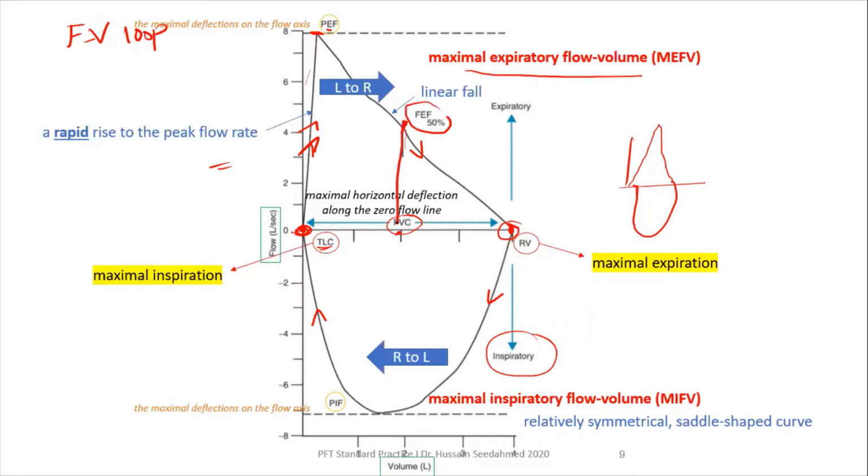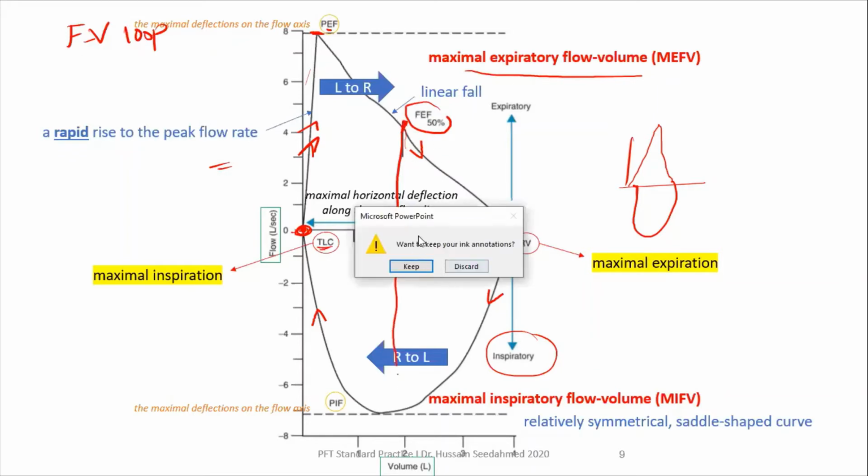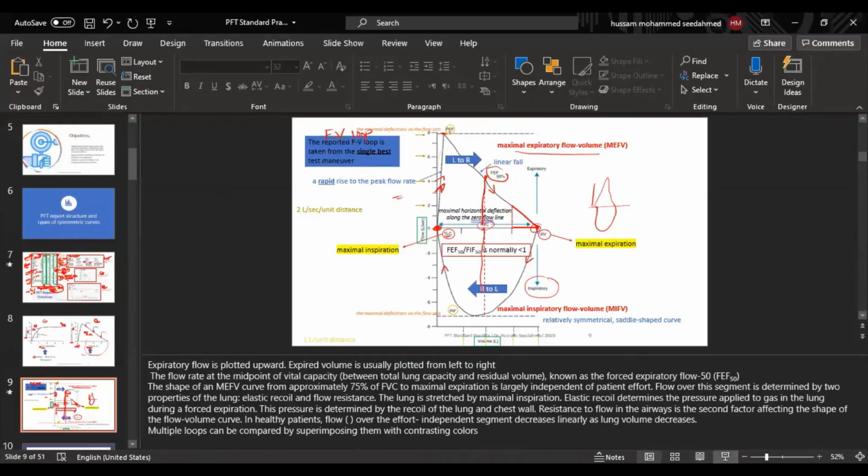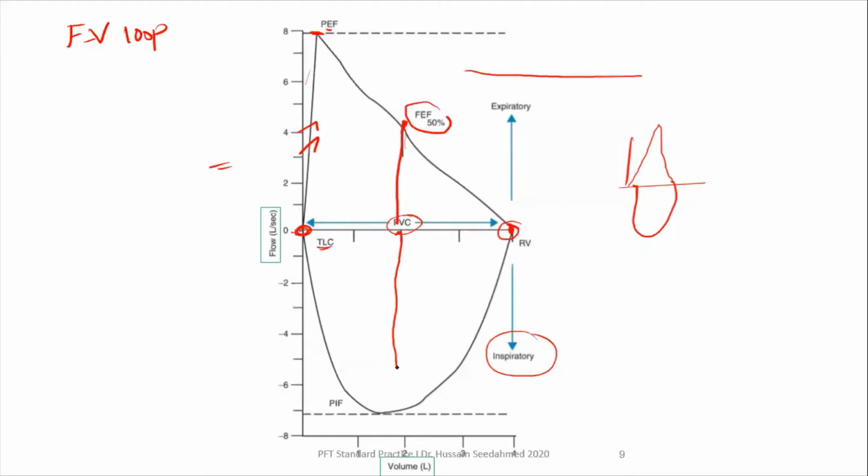this midpoint is known as the forced expiratory flow at 50%. This point is called the forced expiratory flow, and this one is called the forced inspiratory flow. And these two are important. I will explain them later to determine whether there is any upper airway obstruction. We look at the FEF and the FIF50, that is the forced expiratory flow 50% and the forced inspiratory flow at 50%.